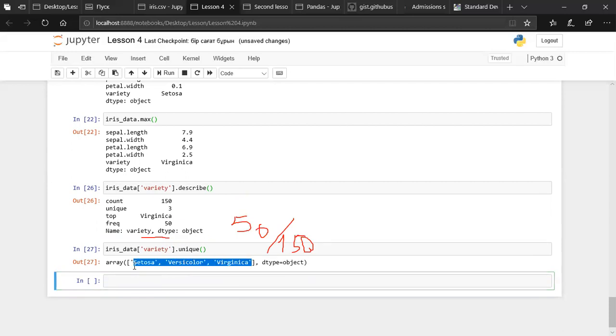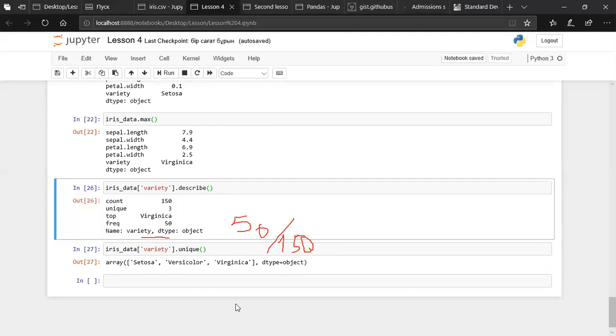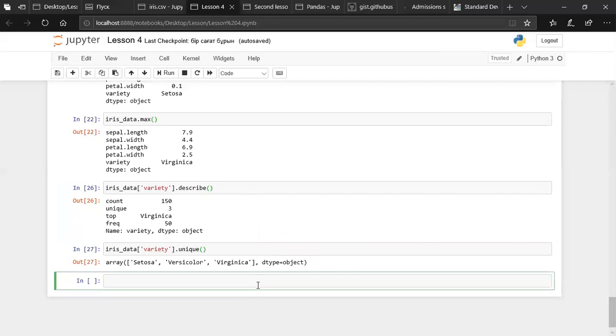I mean, why is Virginica here? It's pretty common. Yes, this means, I mean, the unique means there are only three types. Yes. Okay. Got it. So let's filter it. For example, okay, so let's filter.